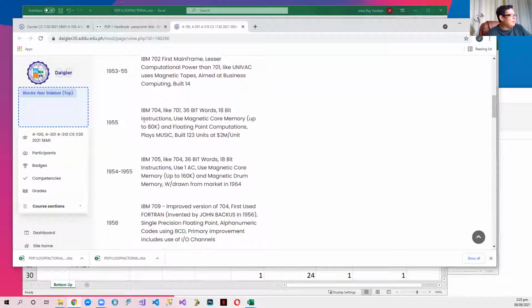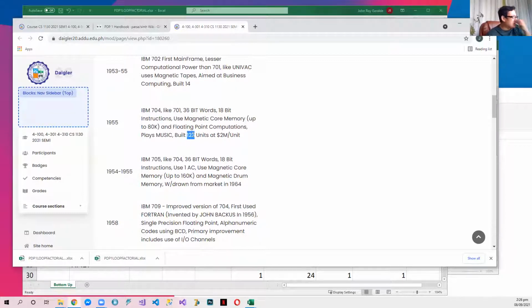And then in the same year, IBM released the 704. It's like the 701, but it uses magnetic core memory and can now store 80K. It used to be 4K only. And now it computes using floating point operations, which means it's now more accurate. It plays music. And they built 123 units, which they sold at $2 million per unit.